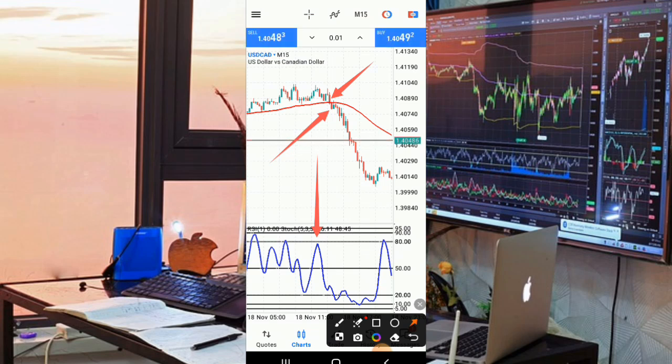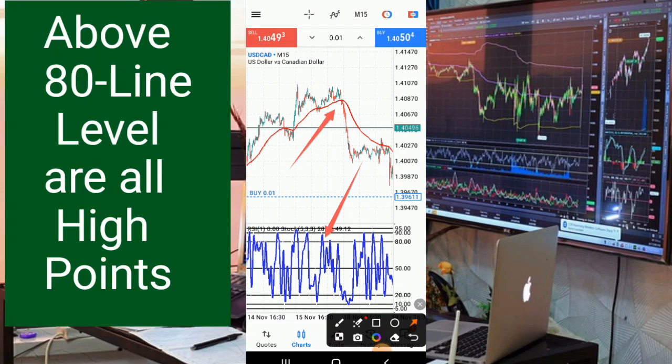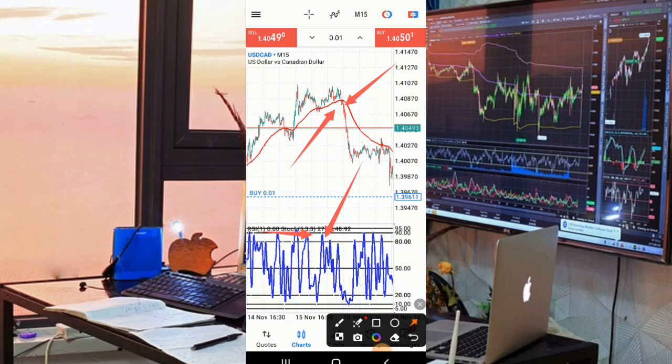So the confirmations you are going to make is, firstly, price has got to be on the high point here, and then price has to come below the moving average for us to sell. Easy as that. Price has got to be high, and then price has got to be below the moving average, and now you can confidently place your sell entry.